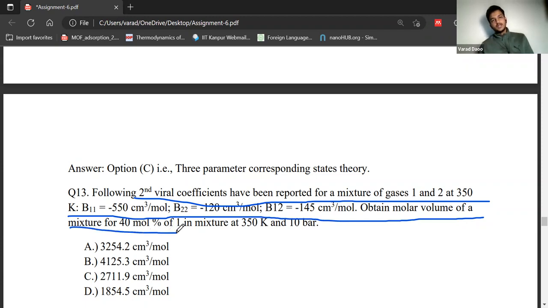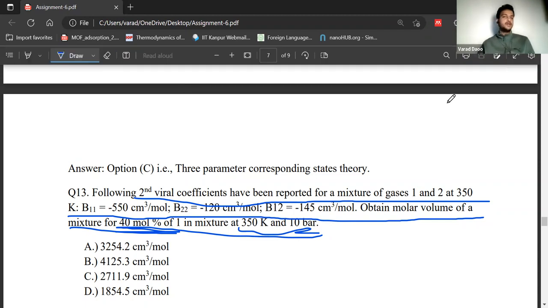binary. The mixture is binary and the mole percent of the first component is 40 and the other is obviously 0.6 mole fraction in a mixture at a temperature of 350 Kelvin and pressure of 10 bar. So these are the options. So I'll give you a couple of minutes for you to try.